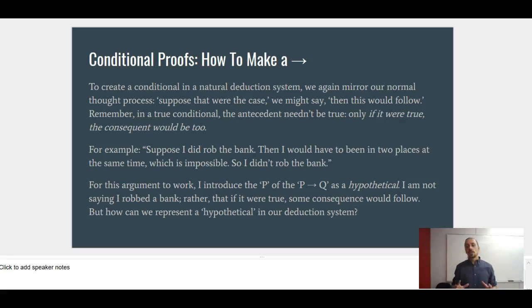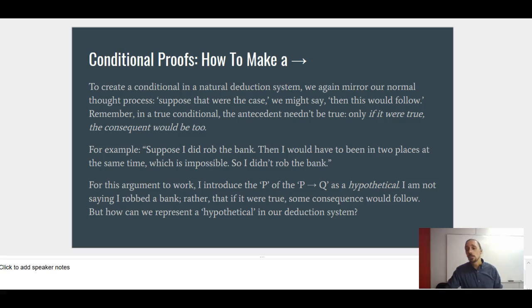The conditional introduction rule is a good case study of what I call the conditional proof, how to make an if. To create a conditional in a natural deduction system, we again mirror our natural thought process. I say something like, suppose that were true. If that were true, this other thing would follow. Now remember, in a conditional, the truth table is clever. The antecedent doesn't need to be in fact true. Only if it were true, the consequent would follow as well.